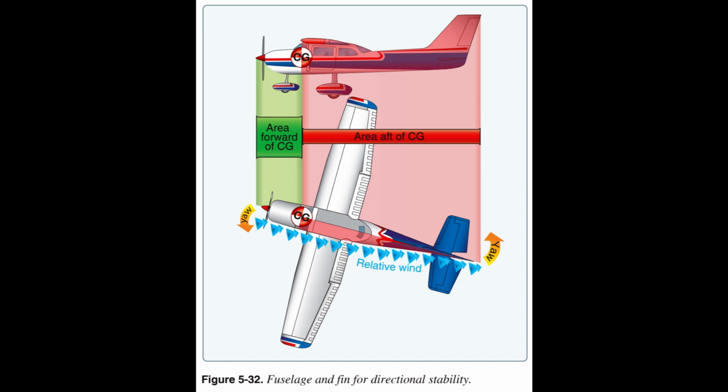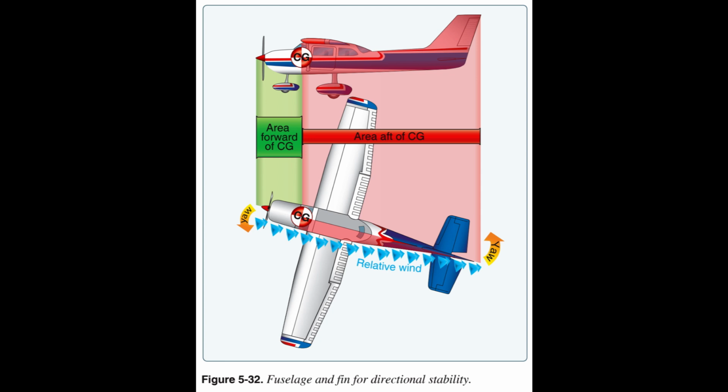This restoring tendency is relatively slow in developing and ceases when the aircraft stops skidding. When it ceases, the aircraft is flying in a direction slightly different from the original direction. In other words, it will not return of its own accord to the original heading. The pilot must re-establish the initial heading.